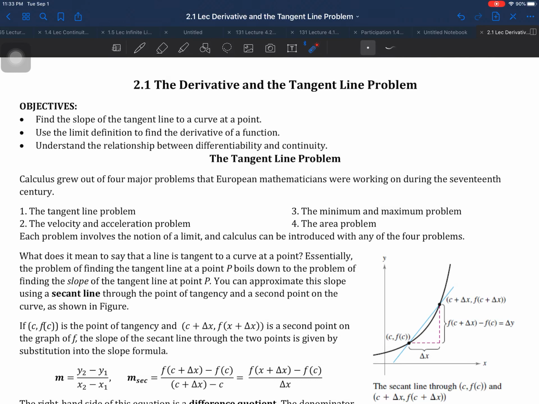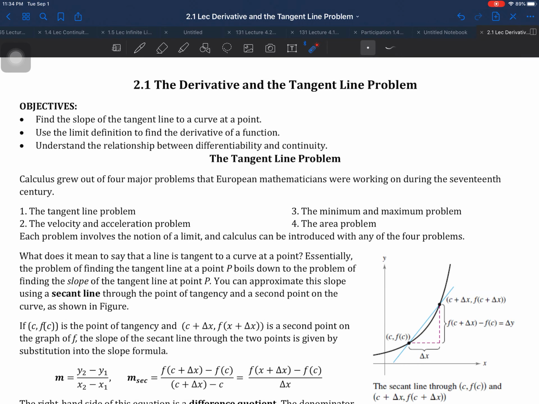Alright, hello everyone. We're going to talk about 2.1 today. And 2.1 is one of the most important sections of this chapter. We introduce the derivative and the tangent line, and this is going to be the first rock that's going to build up the most important tool that we have in our class, which is derivatives.